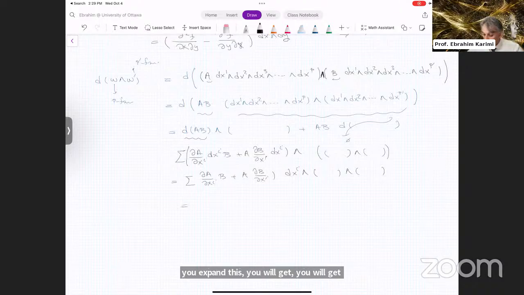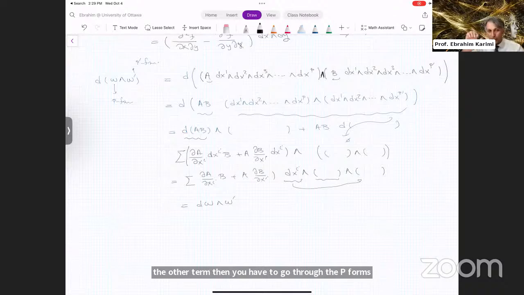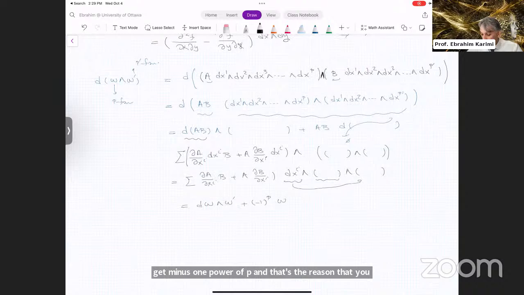It will be the derivative of omega wedge omega prime, and then when you want to move this dxi past the other term, you have to go through the p forms that you have here. When you swap each of them, you get a -1, and you have to swap it p times, so you get -1 to the power of p. The result will be omega wedge the derivative of omega prime.